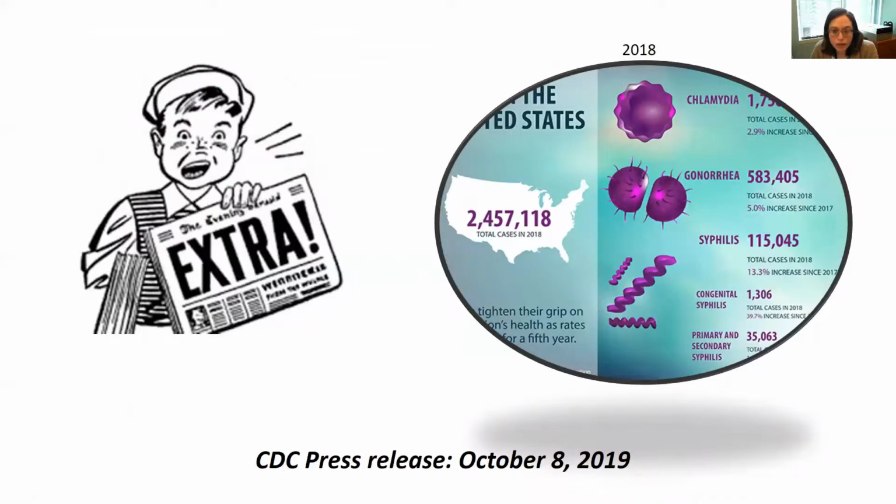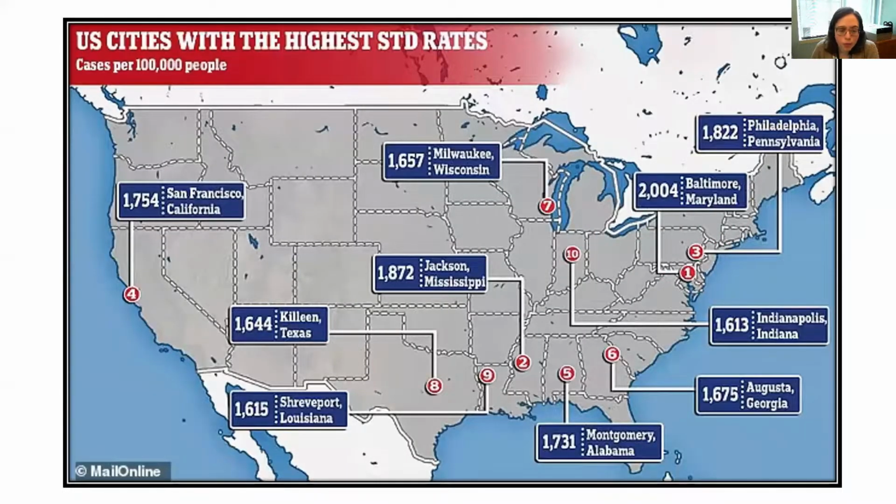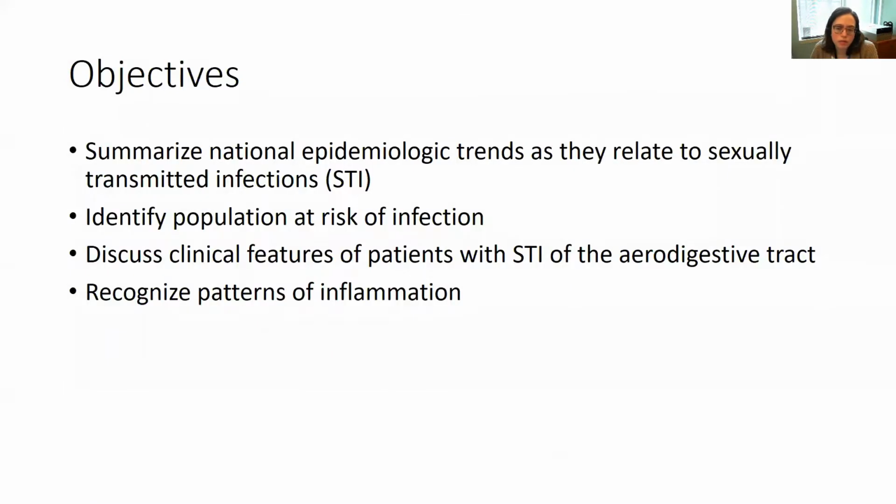Combined cases of chlamydia, gonorrhea, and syphilis reached an all-time high here in the US in 2018, according to the annual Sexually Transmitted Disease Surveillance Report released by the Centers for Disease Control and Prevention. And here in Baltimore, where we practice, we have the highest rate of STIs in the United States, with 2 cases of chlamydia, gonorrhea, or syphilis per every 100 residents. Chlamydia was the most common, followed by gonorrhea and syphilis.